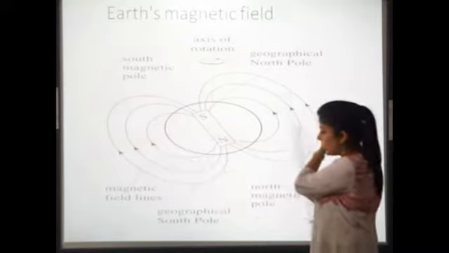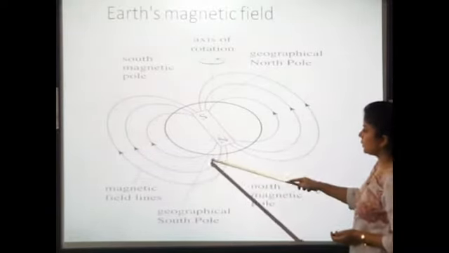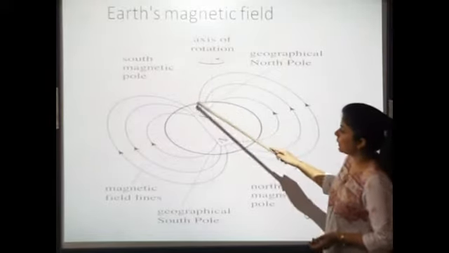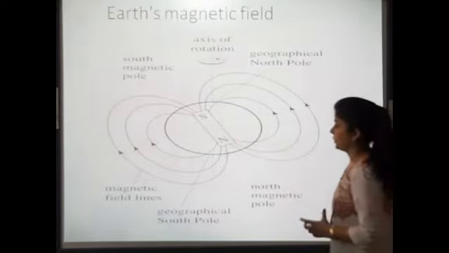So now these are the field lines and this is geographical. At this point lies the geographical south pole. This point is the geographical north pole, where lies the south magnetic pole of the Earth. Over here lies the north magnetic pole of the Earth.